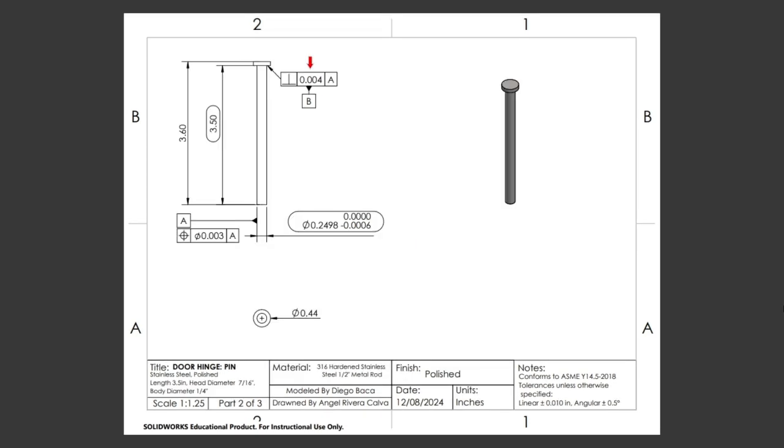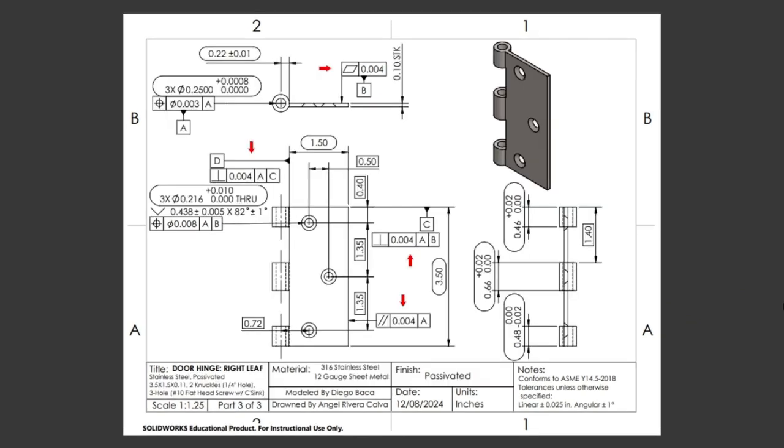The door hinge pin drawing shows that datum B, the underside of the pinhead, has a flatness tolerance of 0.004 inches. This is so that when the pin is inserted into the knuckles, the pin sits flat on top of the first knuckle. The drawing for the right leaf is similar to the left leaf.